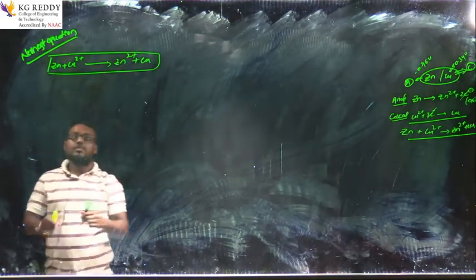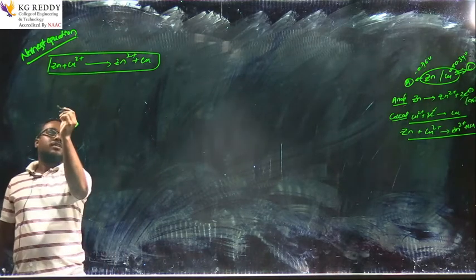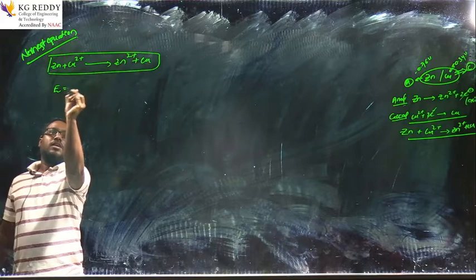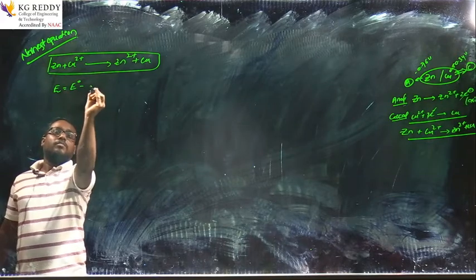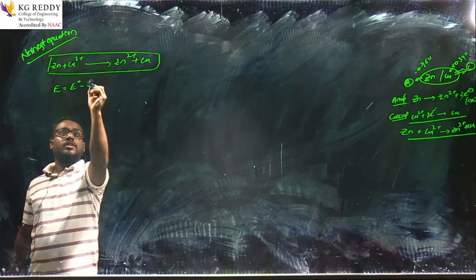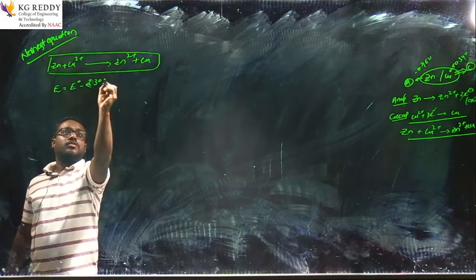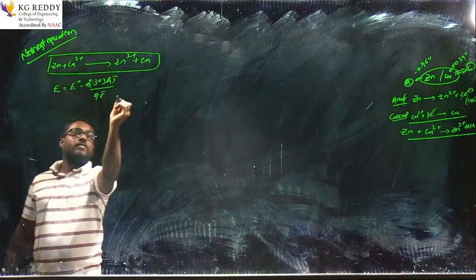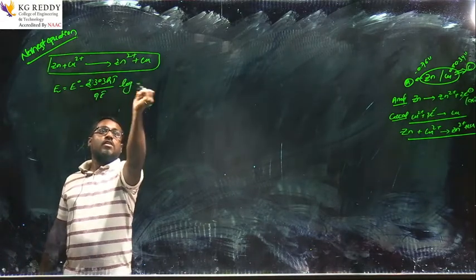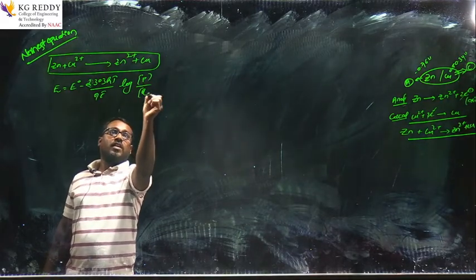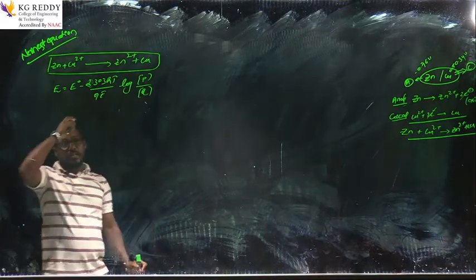What is the Nernst equation? We have one mathematical equation, that is E equal to E naught minus 2.303 RT by nF, log of concentration of product by concentration of reactant. That is called as what? It is a Nernst equation.